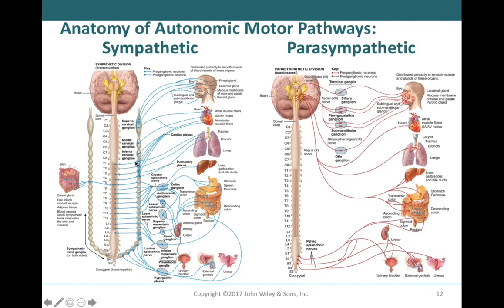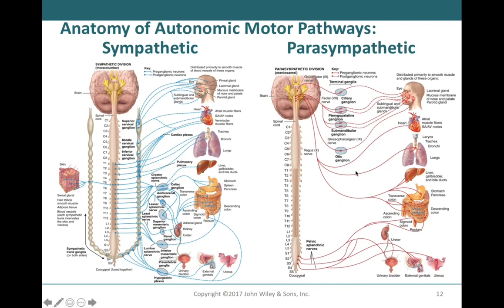So these axons are very, very short. These are our preganglionic neurons, and the axons of our postganglionic neurons are going to be much longer. So these axons of our postganglionic neurons in the sympathetic nervous system are going to be stretching most of the length from the spinal cord to the visceral organs themselves.